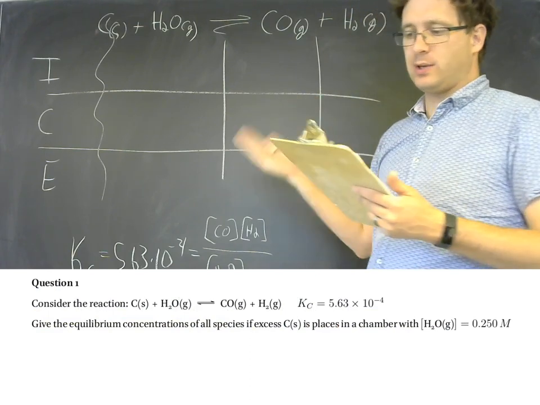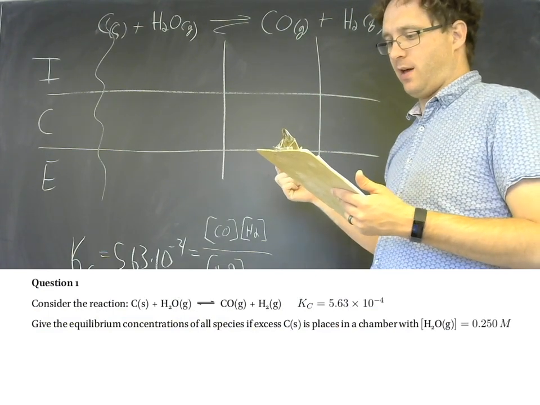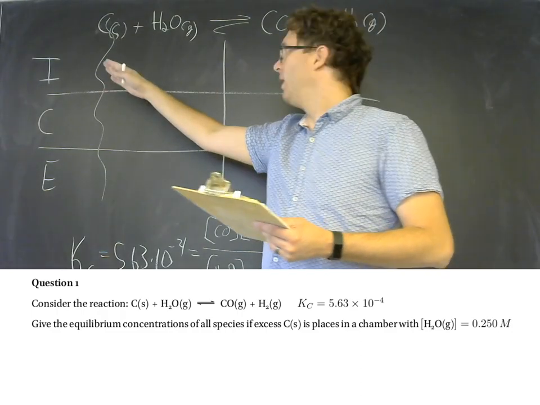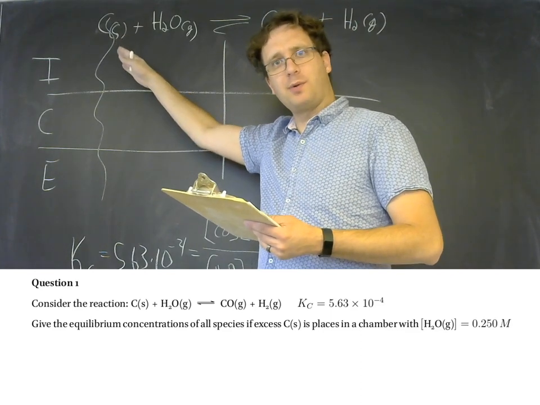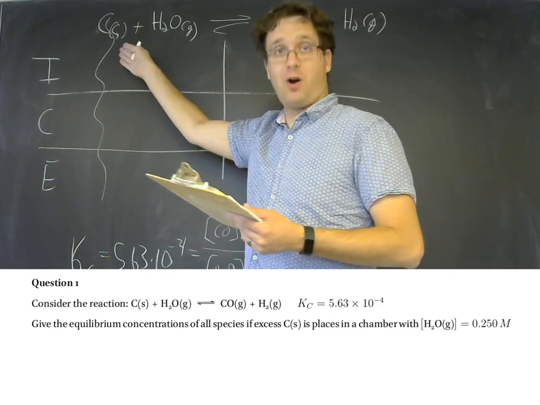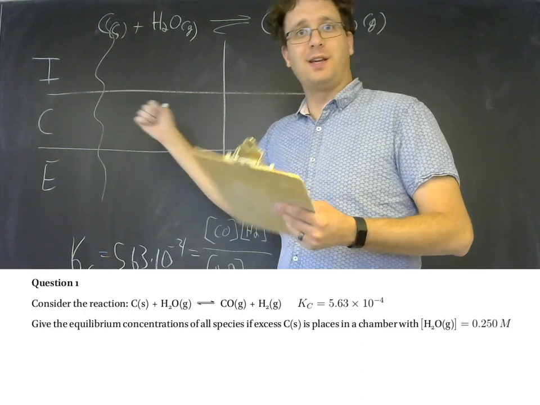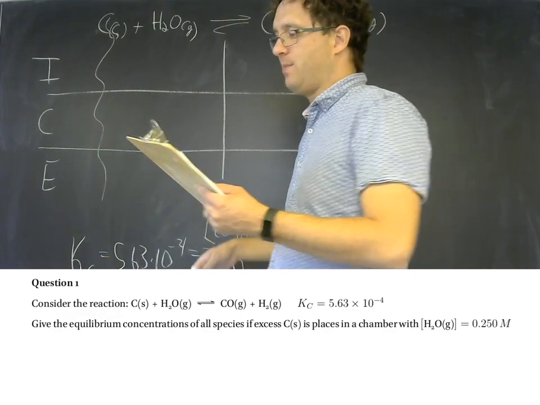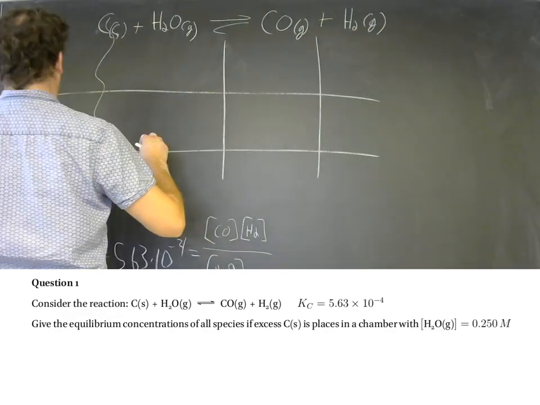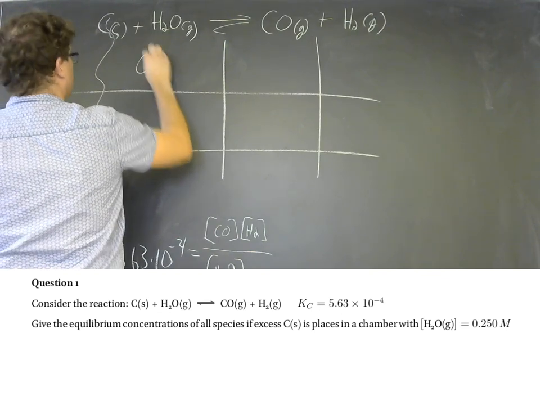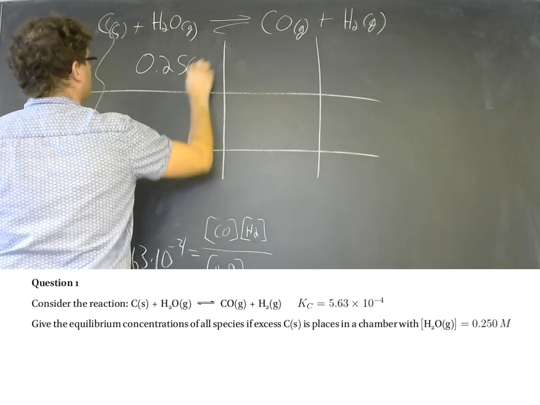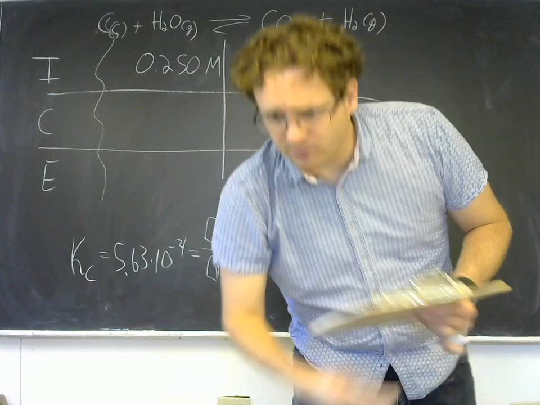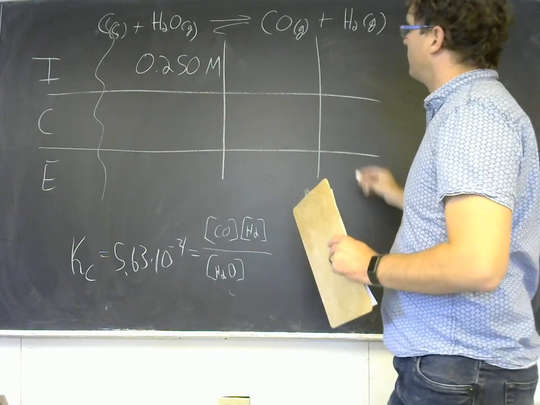So give the equilibrium concentrations of all species if we have excess carbon solid, and that is important. Even though it doesn't appear in the equilibrium expression, we do need to have carbon present and in sufficient quantity for the reaction to reach equilibrium. So we'll have an excess amount of that carbon solid, and then we'll have water vapor at 0.250 molar. And that's it. So we want to figure out the equilibrium concentrations for everything else.